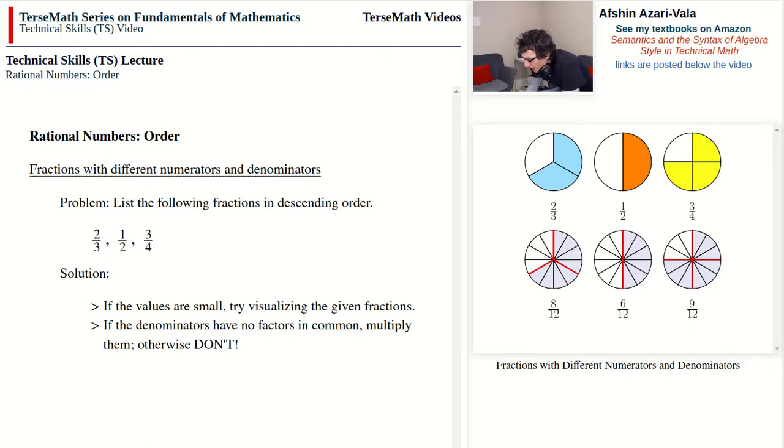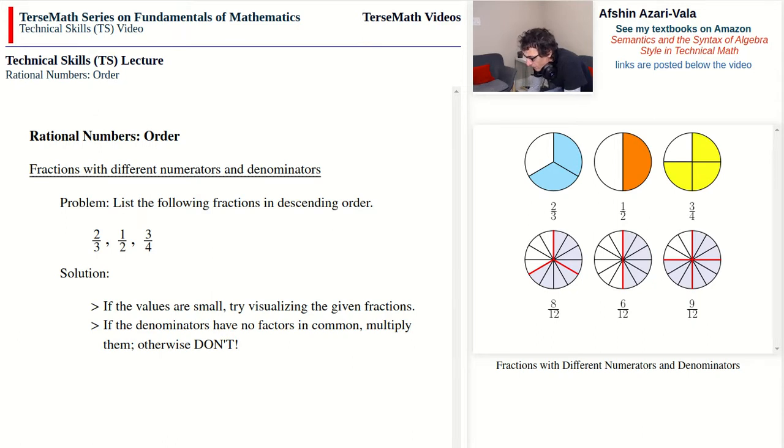And if that doesn't work, if the numbers are not so small or so easy to work with, then in case your denominators have nothing in common, you can multiply them. Like, if I was working with two fractions and the denominators were 3 and 5, there is nothing common to 3 and 5 in the sense that whatever goes into 3 doesn't go into 5, and whatever goes into 5 doesn't go into 3. In that case, you can just multiply the denominators, and you get 15 as the common denominator, and it's actually the least common denominator.